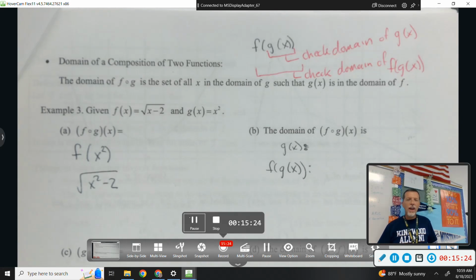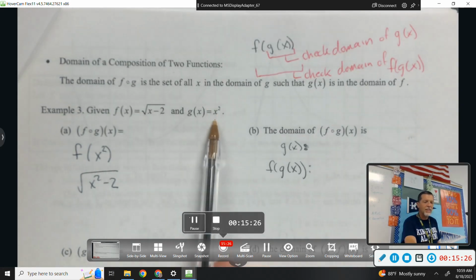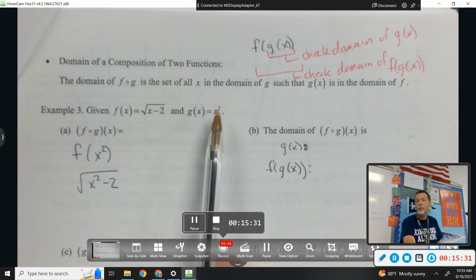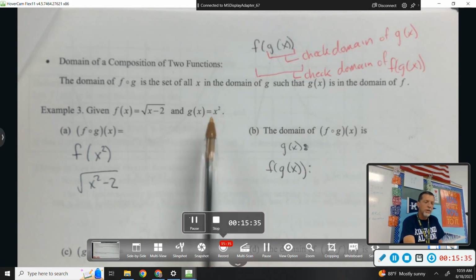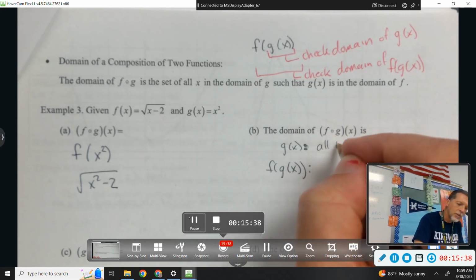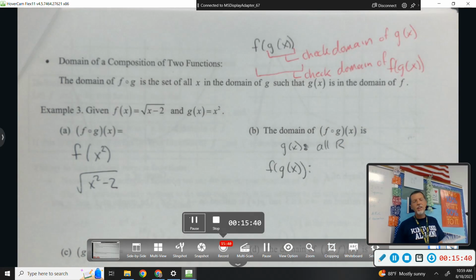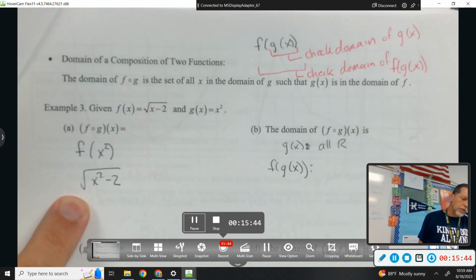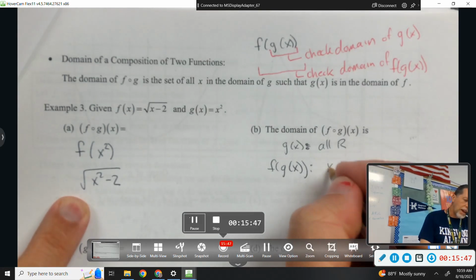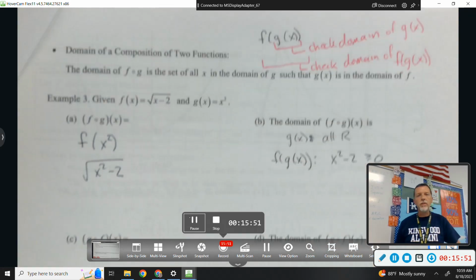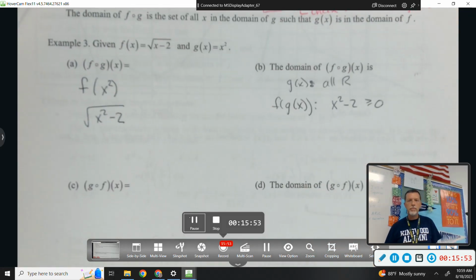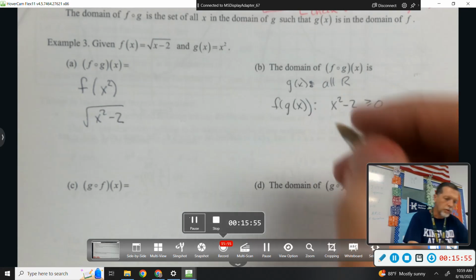So the inside, what's the domain of g of x? g of x is equal to x squared. What's the domain of x squared? All real numbers. You can plug in anything you like there. So g doesn't have any restrictions. But for f of g, now we've got a square root, which means I got to be careful because square roots have to be greater than or equal to 0. So I'm going to have to do a little work here.